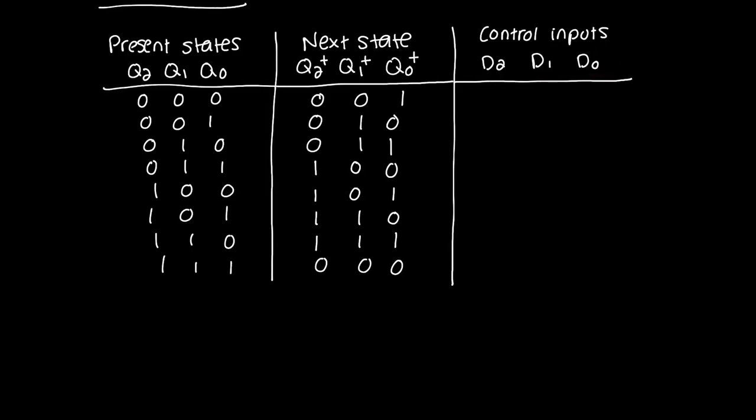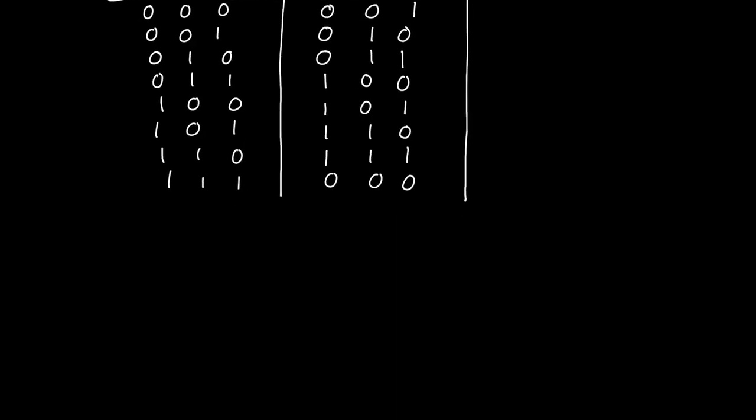So recall that for a D flip-flop, why don't we just write out the truth table for a D flip-flop? So this is the excitation table. So the excitation table for a D flip-flop is this.